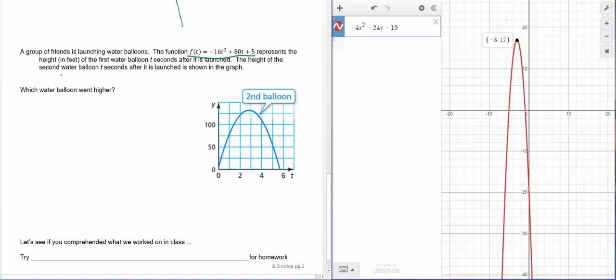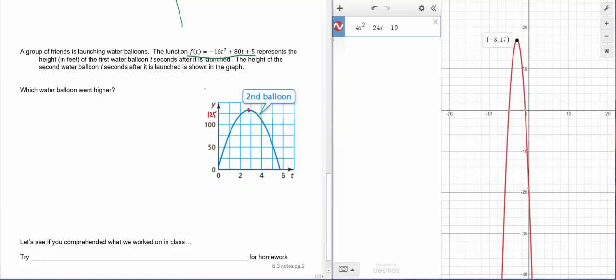For the second water balloon, we don't have a function, but we do have a graph of its path. The question is, which one of these two went higher? So we'd like to somehow compare the two maximums and decide which one's bigger. I don't know exactly what the maximum of this graph is. It looks like it's somewhere around here. I don't really know its exact value, but I do know that it's bigger than 25, 50, 75, 100, 125. It looks like it's something bigger than 125.